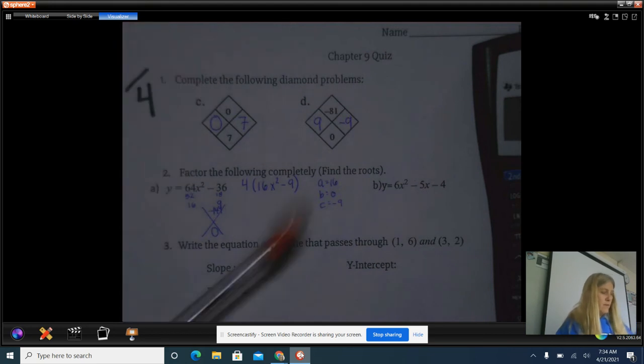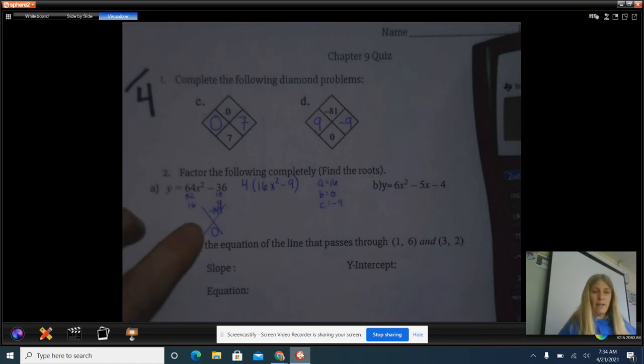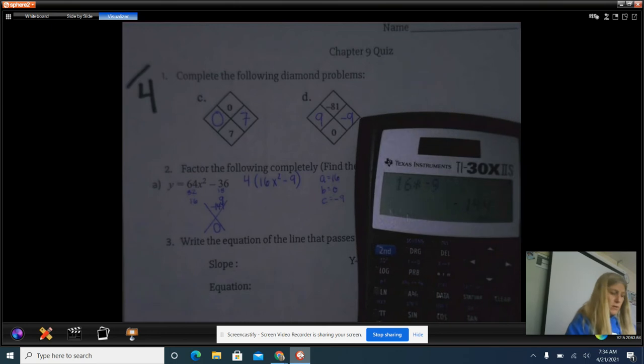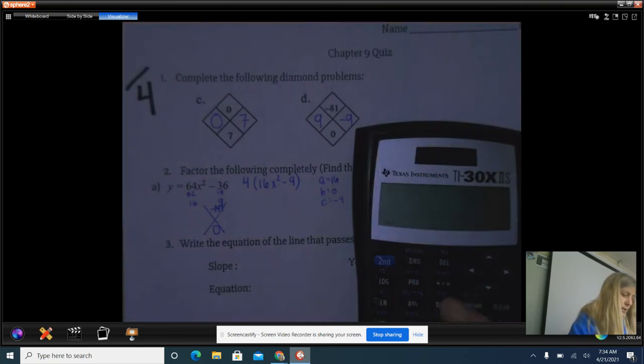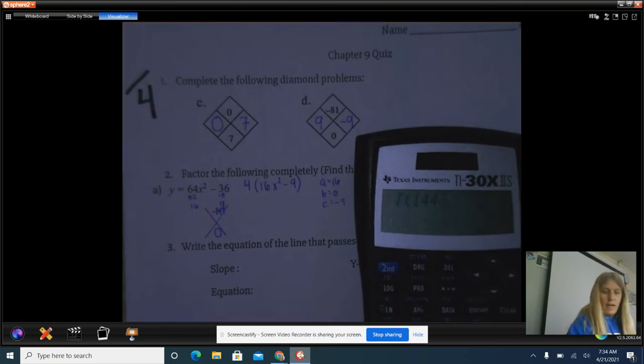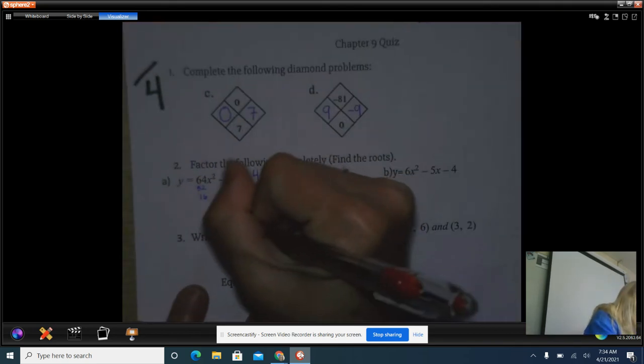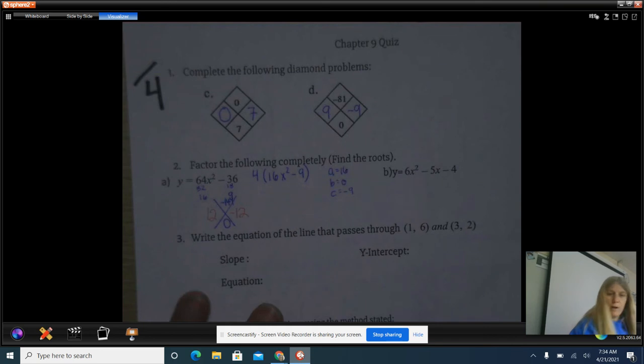Now, this is very much like the one that we just did over here. We are going to find two numbers that add or combine to 0 and multiply to negative 144. That tells us that 144 is going to be a perfect square. So we take the square root of 144, and that, of course, is 12. So one is going to be 12, and my other one's going to be negative 12.